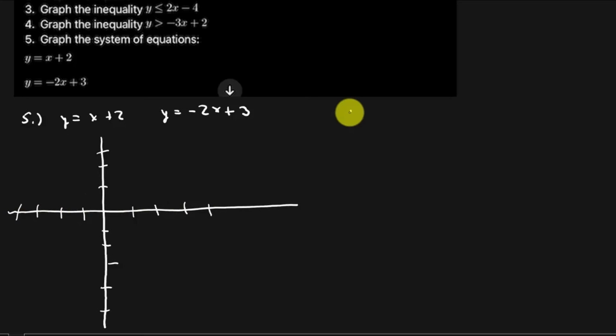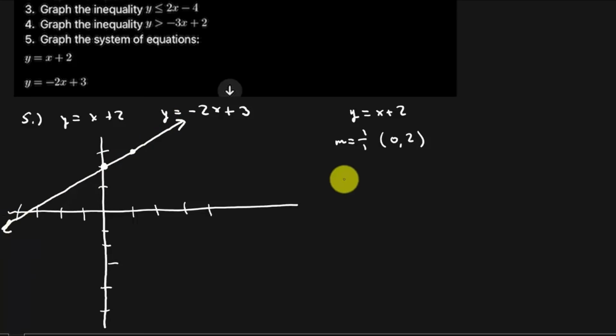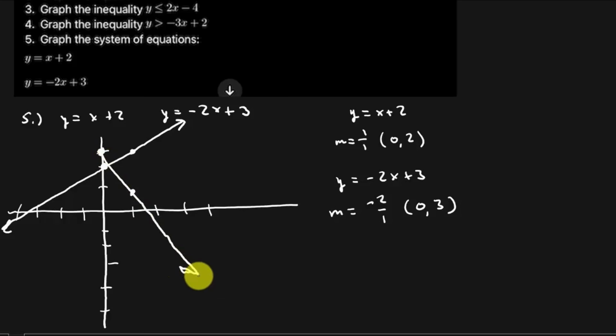All right, so let's graph the first one, y equals x plus 2. So the slope is 1 over 1. My y-intercept is 0, 2. 0, 2, up 1, over 1. So there's that line. And then I have y equals negative 2x plus 3. So my slope is negative 2 over 1. My y-intercept is 0, 3. So I've got 0, 3. I'm going to go down 1, 2, and to the right 1. And there's your graph. And I'm pretty sure they're probably wanting us to find that point there.